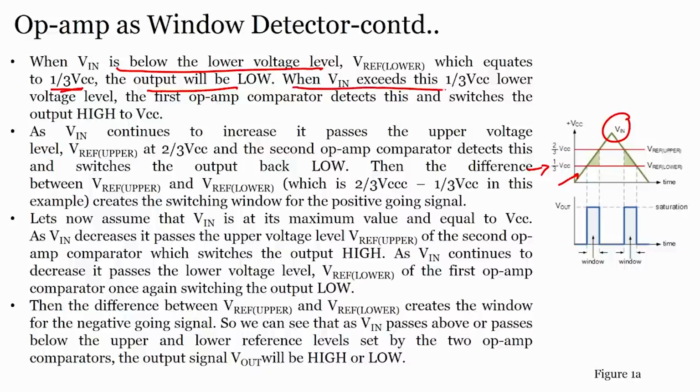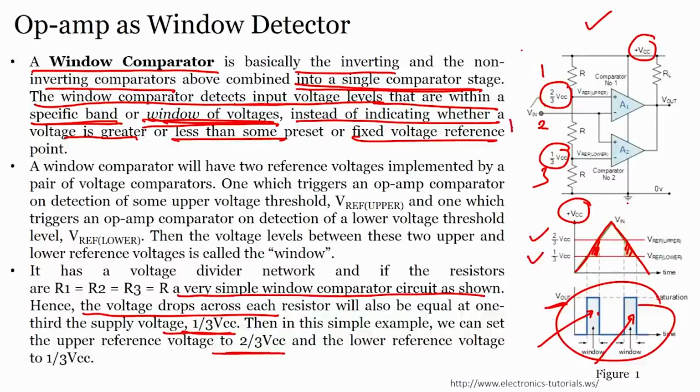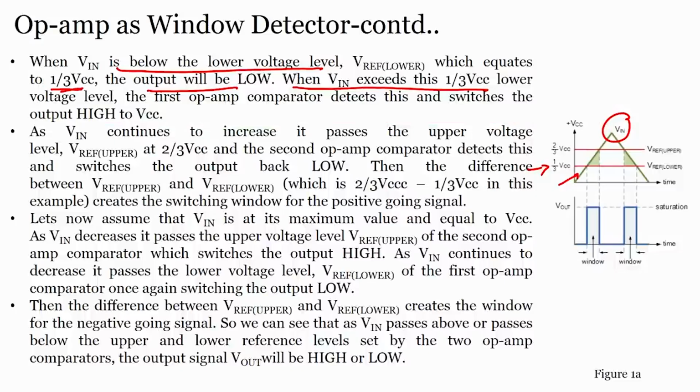So, why will the output be low? Because you see here, V in is less than 1 by 3 VCC. If I apply voltage here, with 2 by 3 VCC and 1 by 3 VCC as references, how the output will come follows the comparator. That is why I said that you should understand the comparator first, and then you can easily understand how the window detector works. So, when you apply V in below the lower voltage level, which equates to 1 by 3 VCC, the output will be low. When V in exceeds 1 by 3 VCC, the first op amp comparator detects this and switches the output high to VCC.